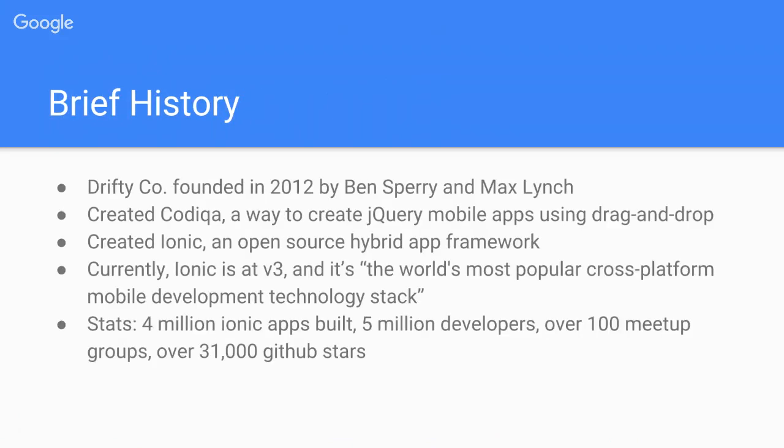Just a brief history. It was founded in 2012, and originally it was Drifty, which was a way to create jQuery mobile apps, like drag and drop. So they've come a long way since then. Now they're at Ionic version 3, which is based off of Angular 4, and it's the most popular hybrid application development framework. So they're actually just over in Madison, Wisconsin now. So they're kind of close.